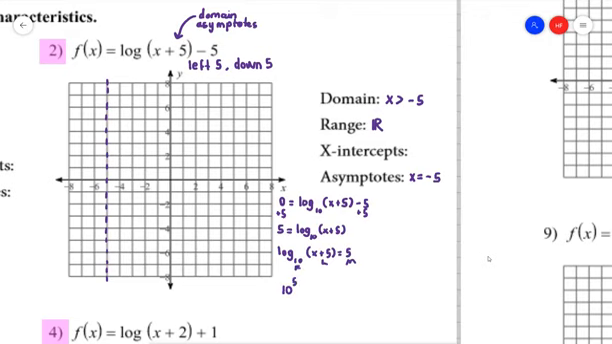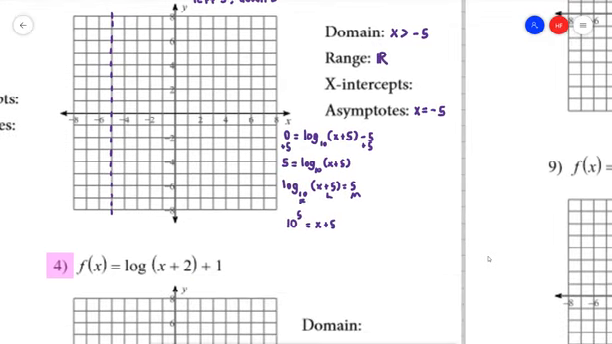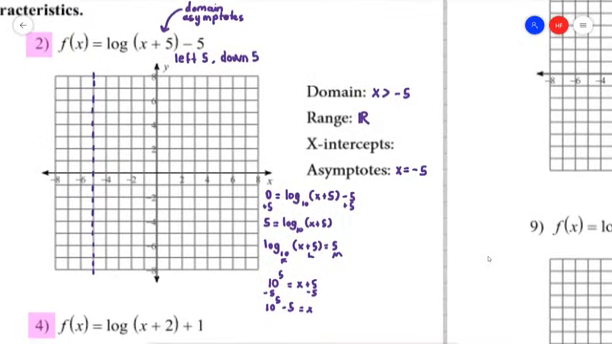Rewriting in exponential form, 10 to the power of 5 is equal to x plus 5. Subtract 5. And 10 to the power of 5 minus 5 is our x value. So 10 to the power of 5 minus 5 is 99,995. And since it's an x-intercept, comma 0. So that's way out there on the x-axis. It's nowhere near what we can see on our graph.